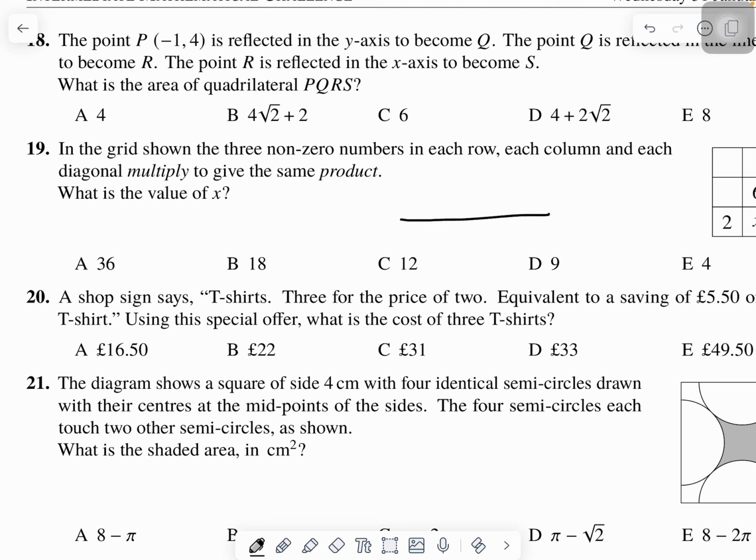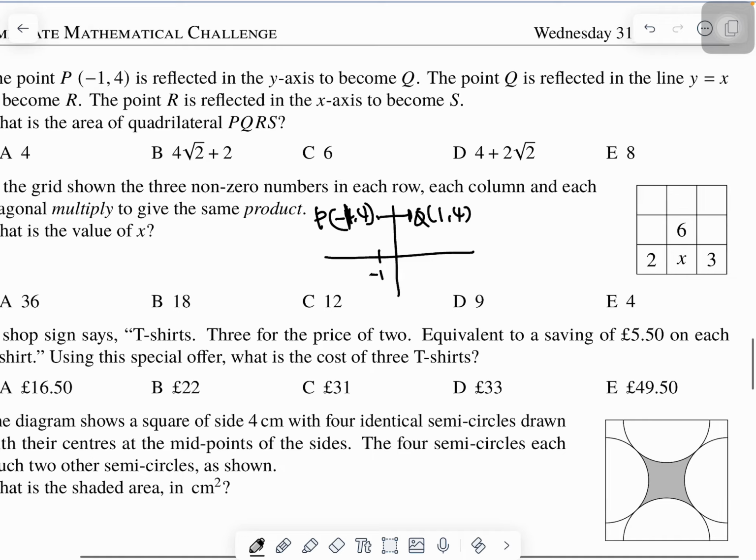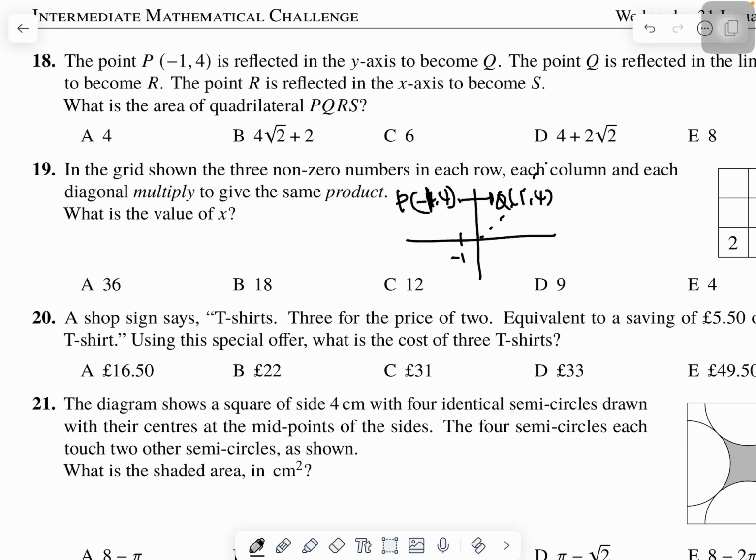And negative 1, comma 4 reflected in the y-axis. So negative 1, comma 4 becomes 1, comma 4. So this is Q. Q is reflected in the line y equals x. Y equals x makes an interchange between x and y. So here it is 4, comma 1. And R is reflected in the x-axis, where x stays there and y becomes the opposite. So 4, comma negative 1.